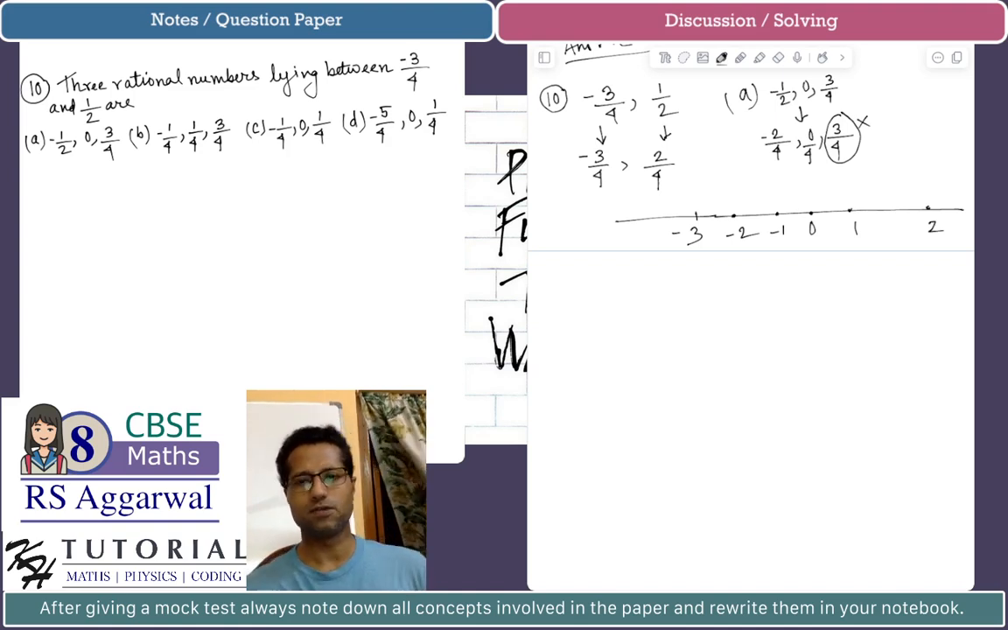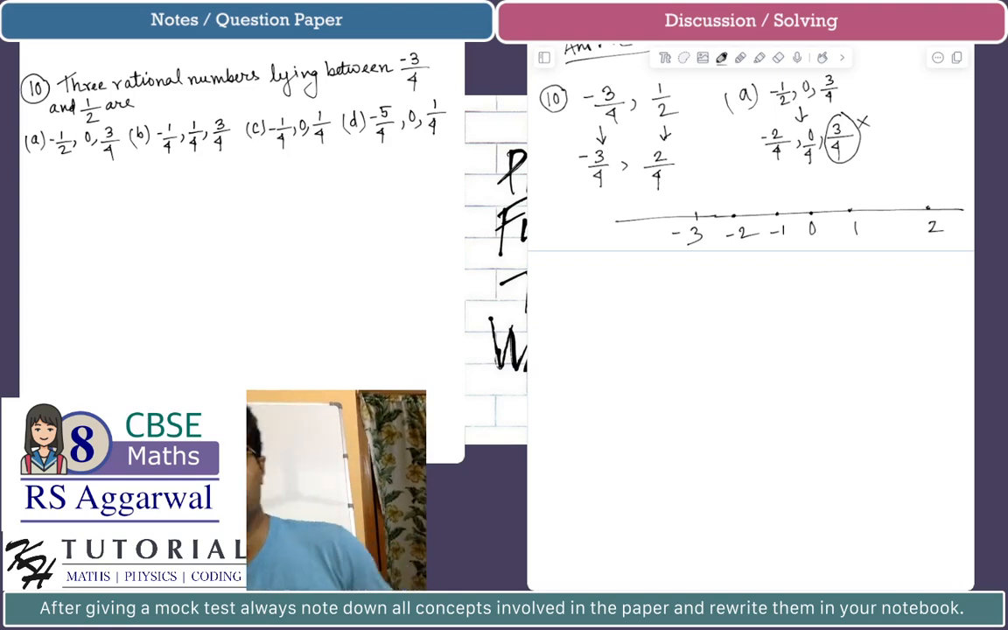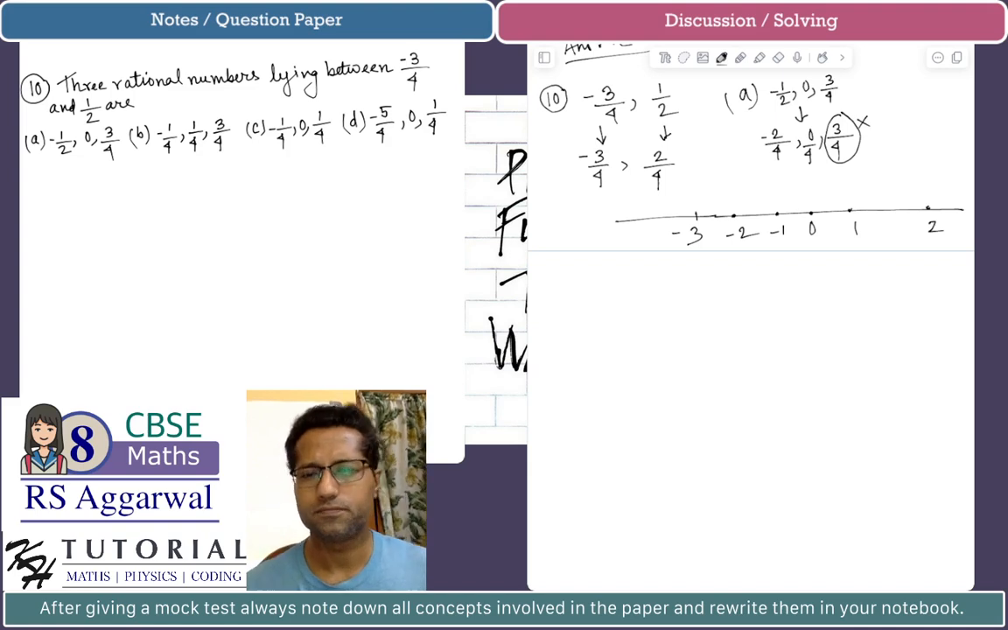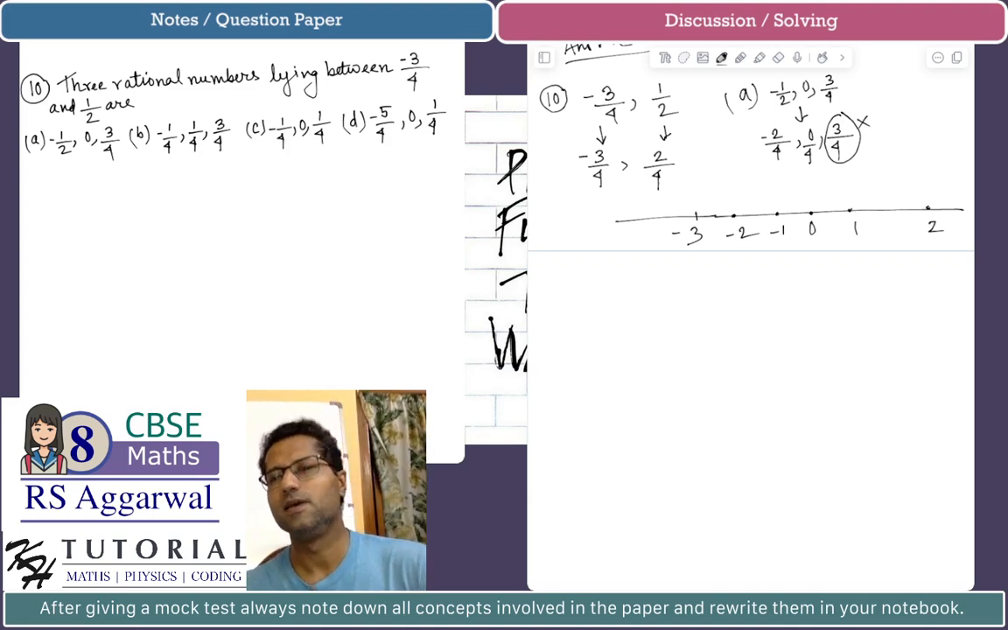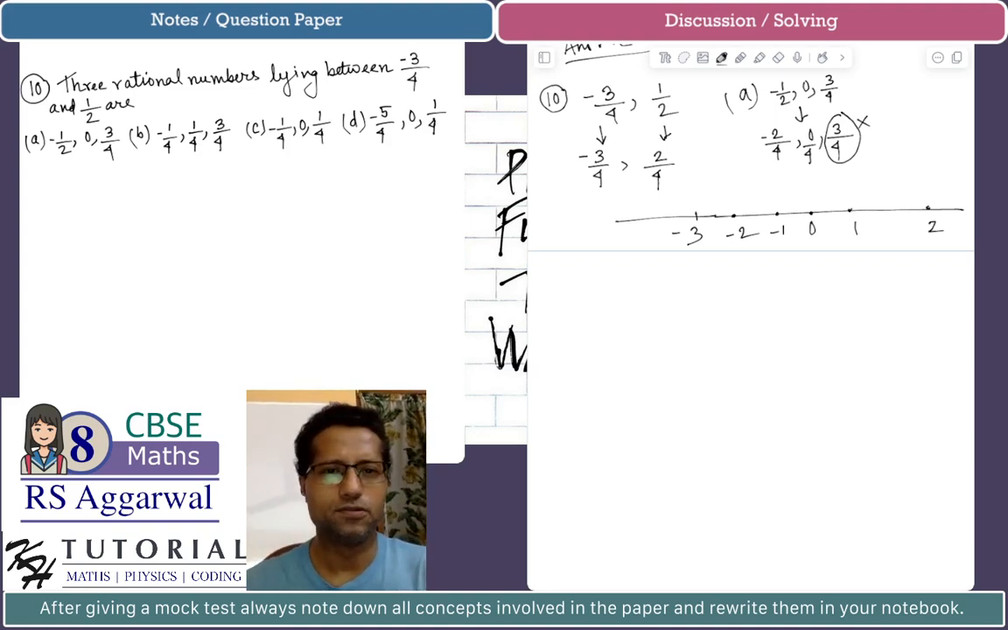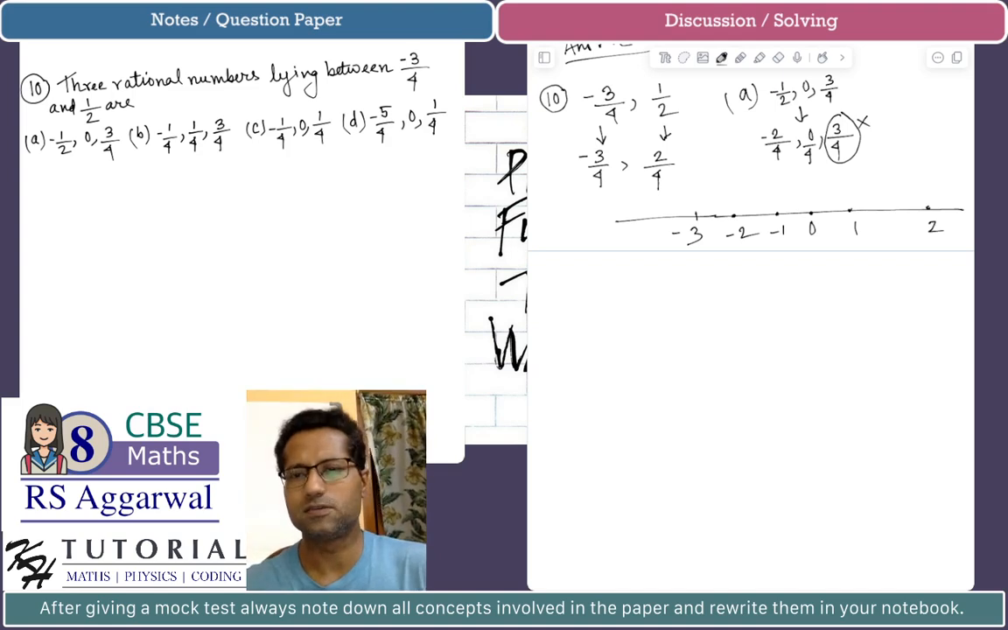The original rational numbers were minus 3 by 4 and half. We have converted them to have the same denominator 4. That is, we now have minus 3 by 4 and 2 by 4. So we can clearly say that 3 by 4 is not lying between minus 3 by 4 and 2 by 4, because the numerator 3 is greater than 2. Okay, so A is the wrong choice. A cannot be the answer.